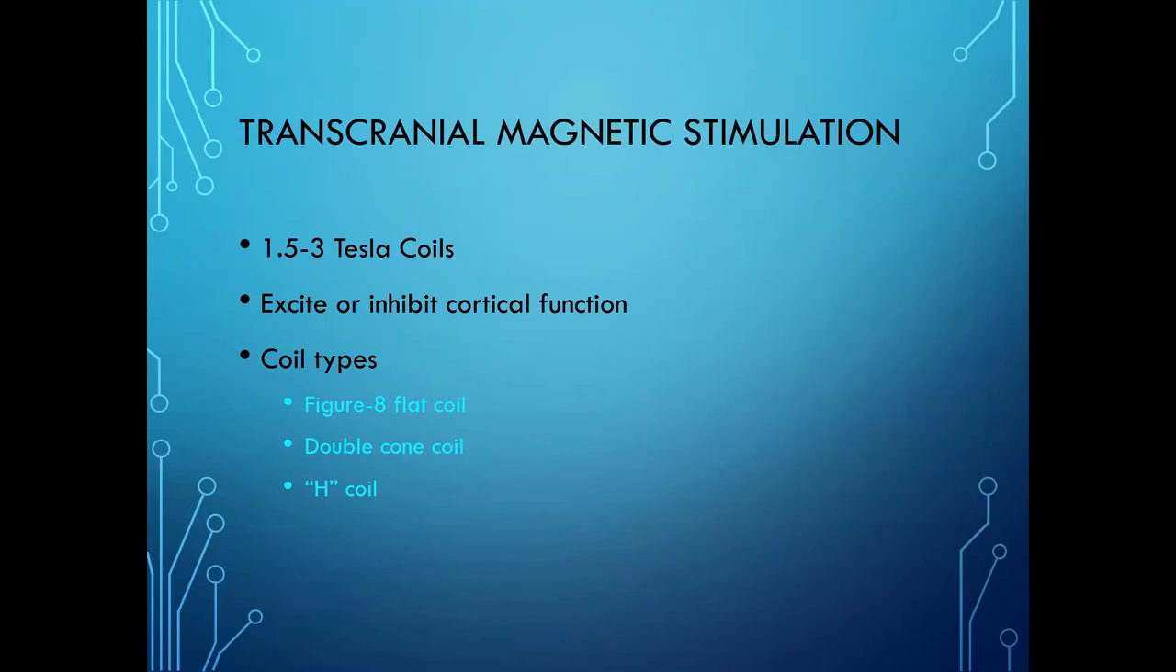And then there's an H coil. An H coil is a much larger coil. It puts out a much larger field. It puts out a deeper field. But it's also a lot less specific for where it's going to activate. So instead of targeting something very hot spotty, it has a broader field that it generates. And the H coil is the coil used in the BrainsWay device out of Israel. The double cone coils and flat coils are more common from elsewhere.